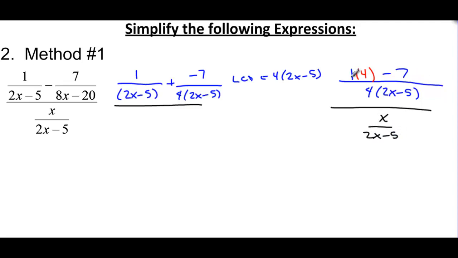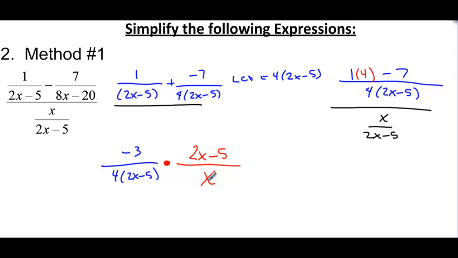So again, I have a fraction divided by a fraction. So instead of doing that, okay, I'm going to clean up top. 4 minus 7 is a negative 3 over 4 times 2x minus 5. But I don't want to divide by this. Instead, again, remember, I'm going to multiply by its reciprocal, which would be 2x minus 5 in the numerator, x in the denominator. So again, remember, this is our 8.4 section. This is just multiplying fractions.